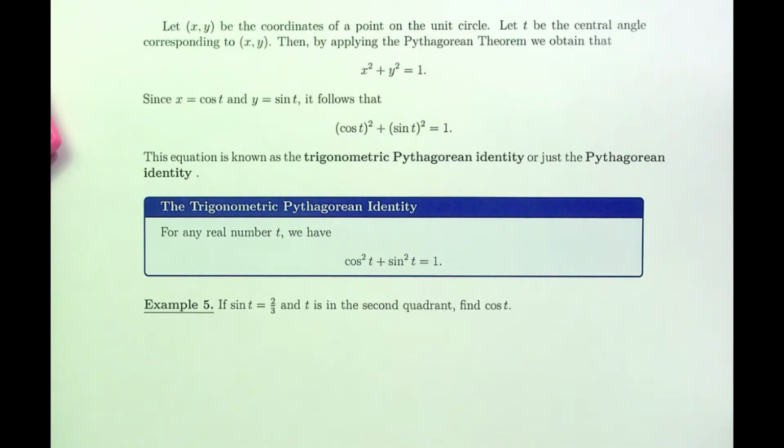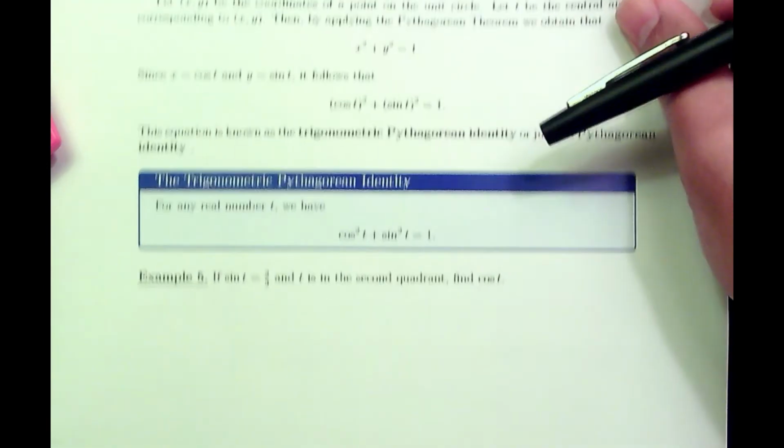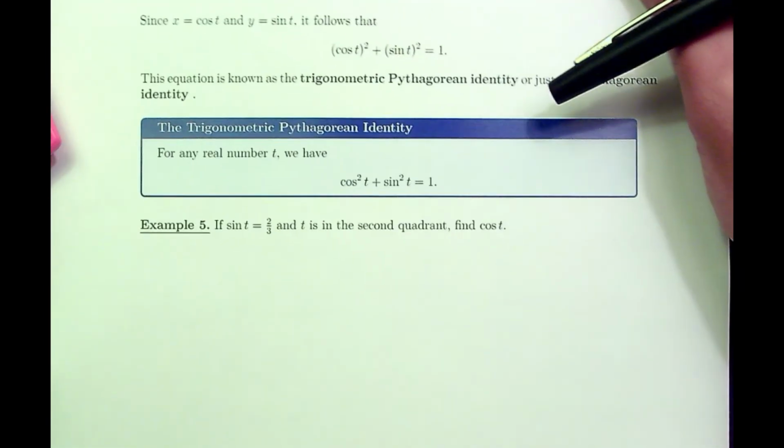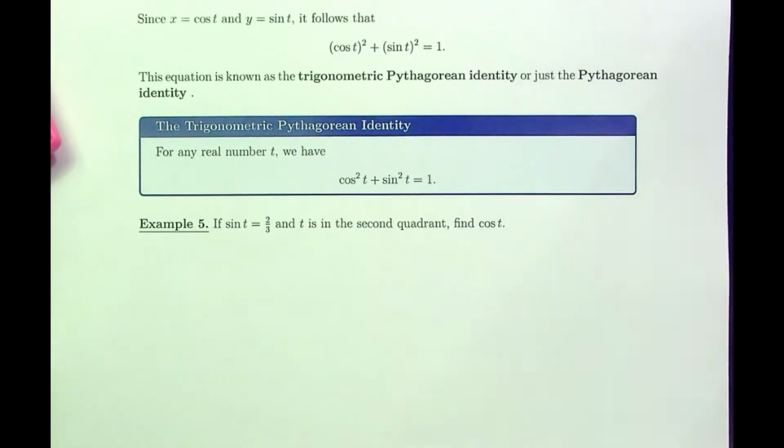We're going to get into that later, but here's the first application or use of the trigonometric Pythagorean identity. If you know one of sine or cosine, you can figure out the other one. If you know sine, you can figure out cosine by using this equation. And if you know cosine, you can figure out sine by using that equation.